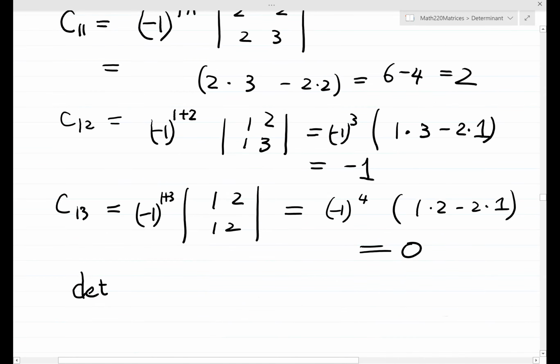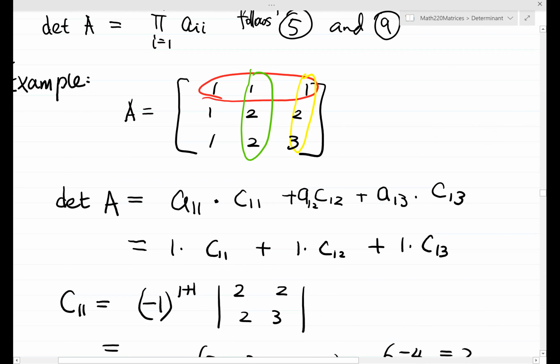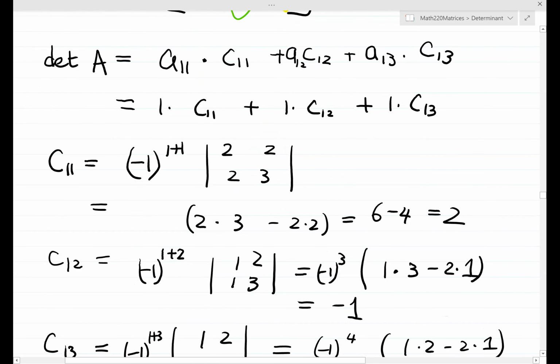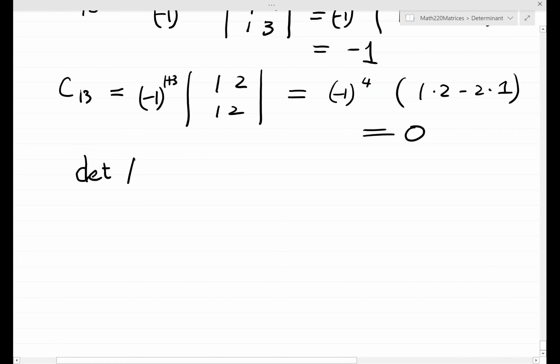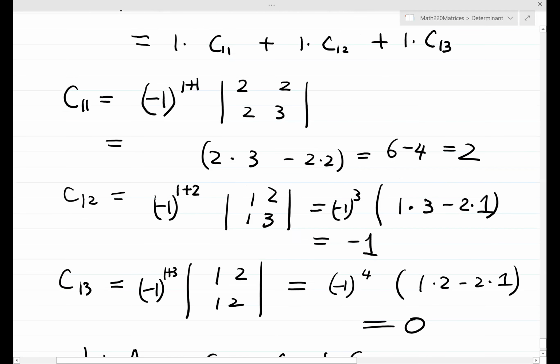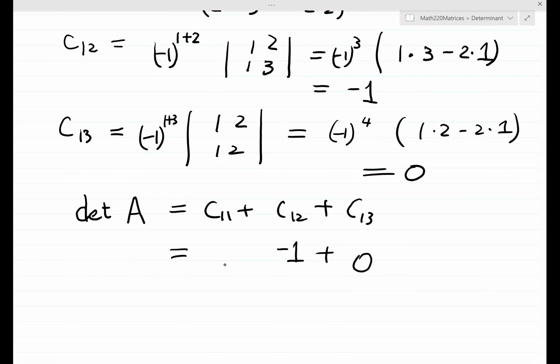Because the first row is 1, 1, 1, those three entries A11, A12, A13 are just 1. So the determinant of A will be C11 plus C12 plus C13, expansion along the first row. C13 is 0, C12 is -1, and C11 is 2. So this is 2 minus 1 plus 0, which is actually 1.